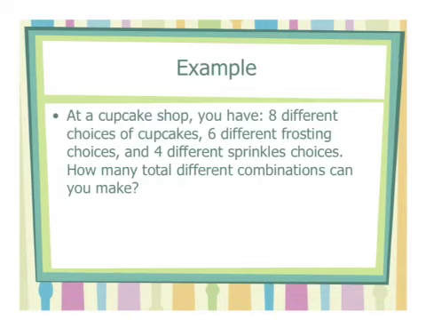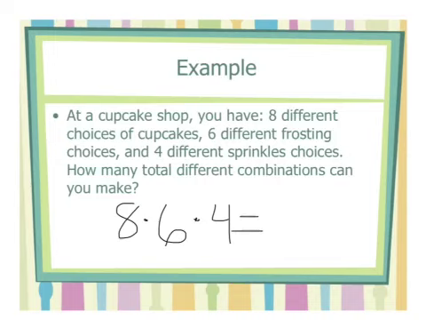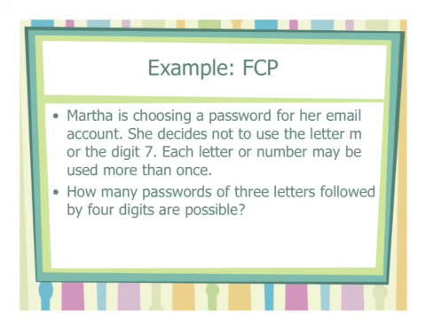Using the fundamental counting principle, we have 8 different choices of cupcakes times 6 different frosting choices times 4 different sprinkles. Now you can imagine how long this would take to do with a tree diagram. It would take quite some time. So we just plug this into our calculator and we get 192 possible combinations.